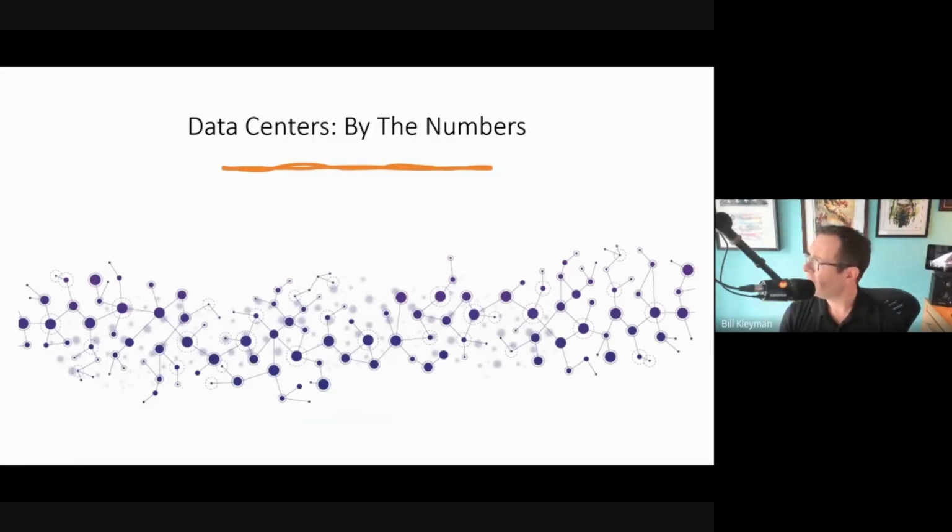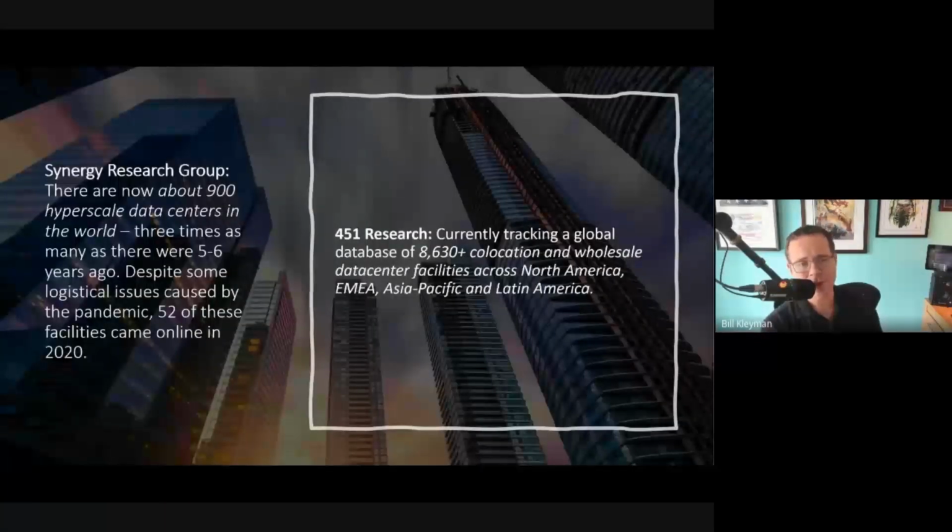It's been a fascinating ride. I mean, in case you can't tell, we are an even more connected society than really ever before. And there's a really good report that just came out from Synergy. There are about 900 hyperscale data centers in the world right now. That's about three times as many as there were 5 to 6 years ago. And despite, for example, some logistical issues caused by the pandemic, 52 of those came online in 2020. And another one, 451 Research, looks at the entire global database of about 8,600 co-locations and wholesale data centers worldwide. And again, that number only continues to grow.